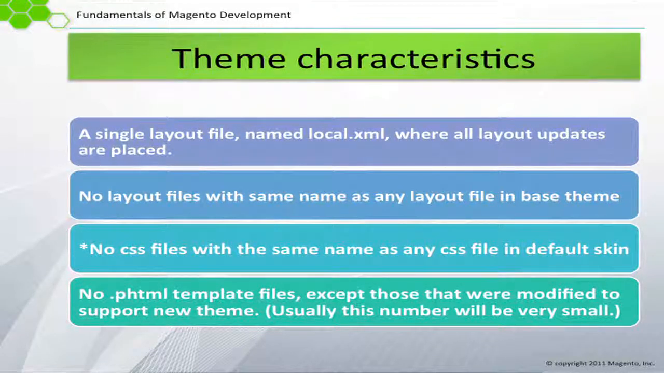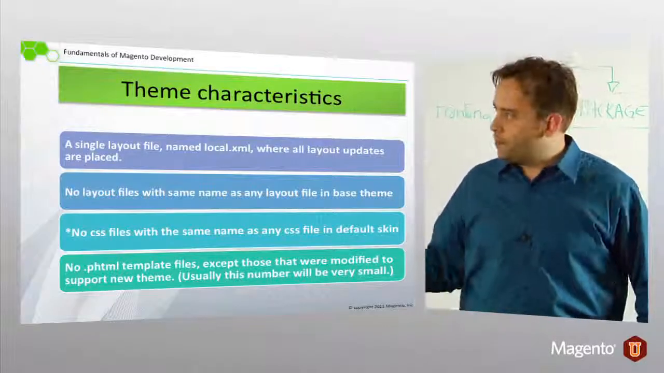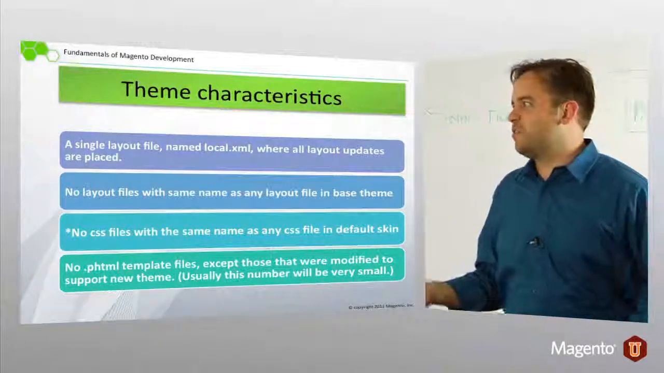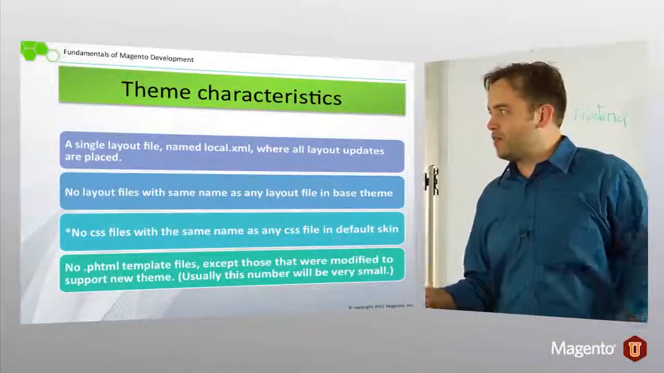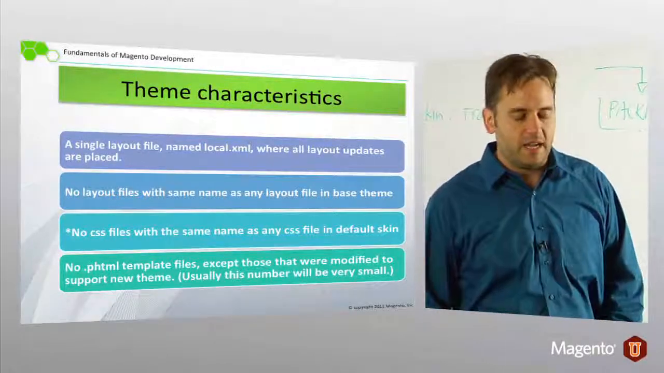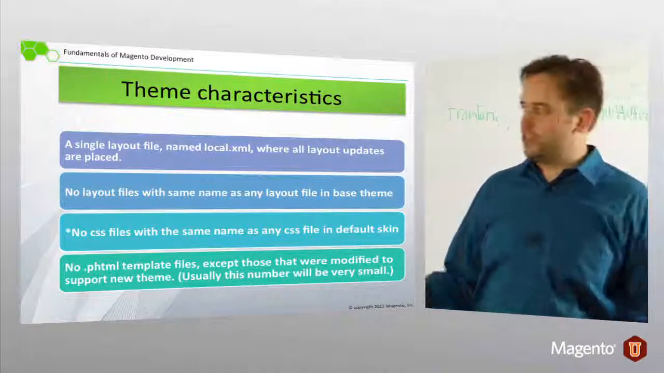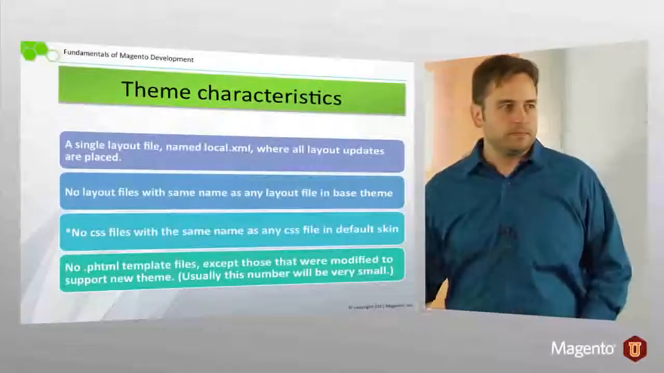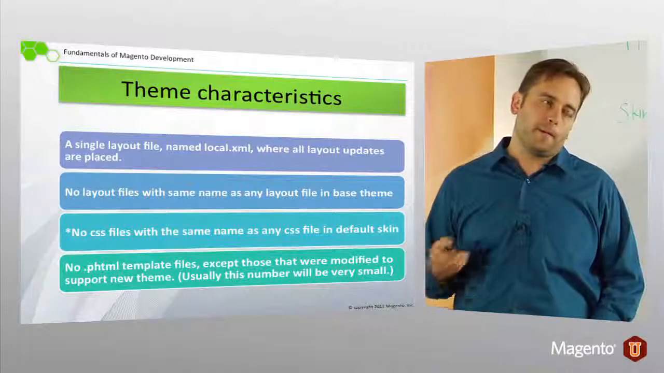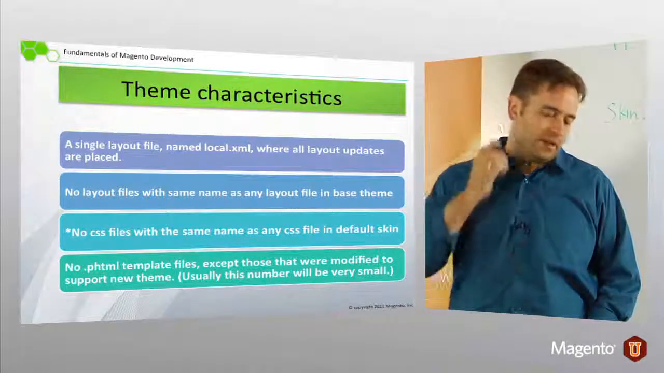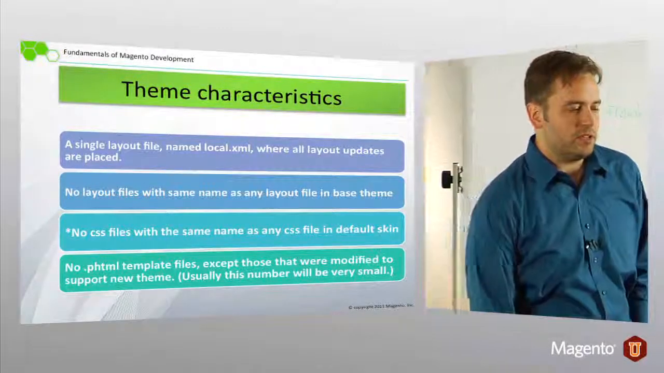But all right, so in addition to our customized theme where we have our local XML defined, we will not copy any of the core layout files. So catalog XML, checkout XML, etc. wouldn't be found in our theme, except under the most extreme of circumstances where we need to have a block not be removed. Then, no CSS files with the same name as any CSS file in the default skin. I disagree with this. We say this is officially the convention, but I put a star here because it absolutely can make sense.